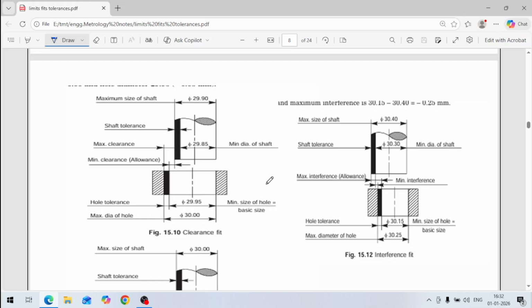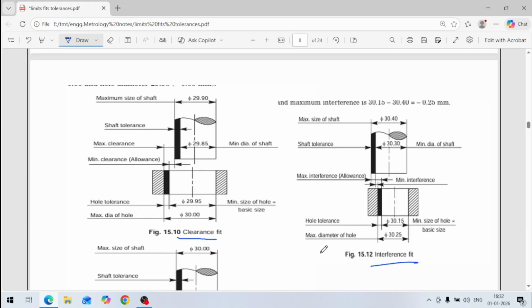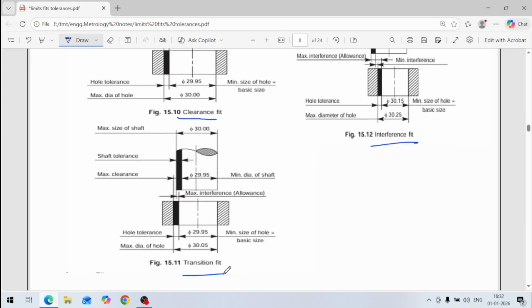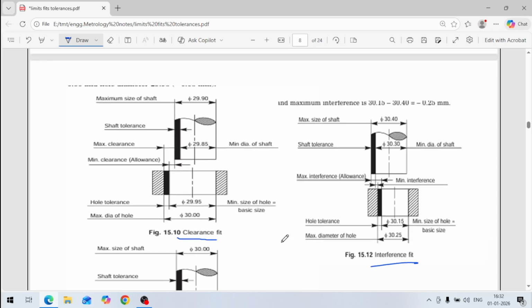Today in this video, we are going to discuss types of fits. There are three types of fits. One is clearance fit, another is interference fit, and the third is transition fit. So these are the types of fits. Let us discuss them one by one. So this is clearance fit.